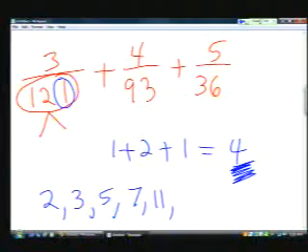$15? 15 is a good... I said 15, but it's probably not right. 3 times 5, so you know 15 is not prime. Okay. Well, let's take them one at a time.